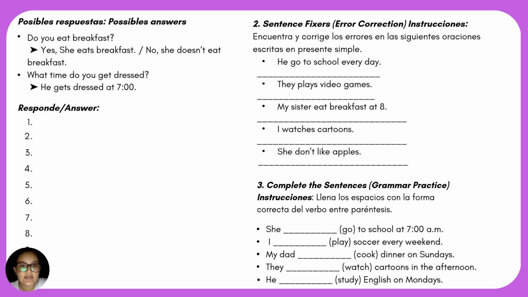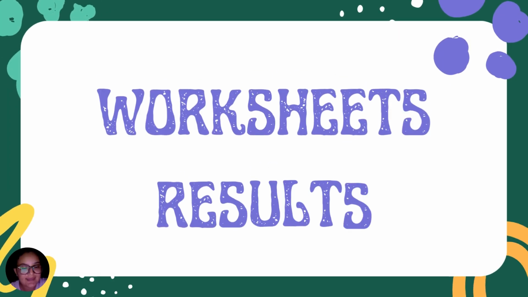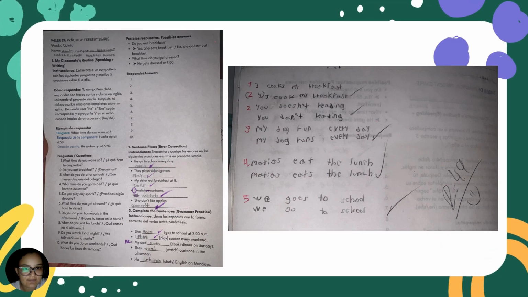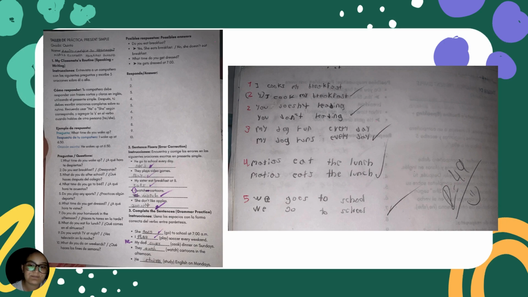The second is sentence fixers and the third is more filling in the blank, okay? And we show you my results. This is one result with my first group, and this is my second group. Okay, I try to show them the different errors in their worksheet.